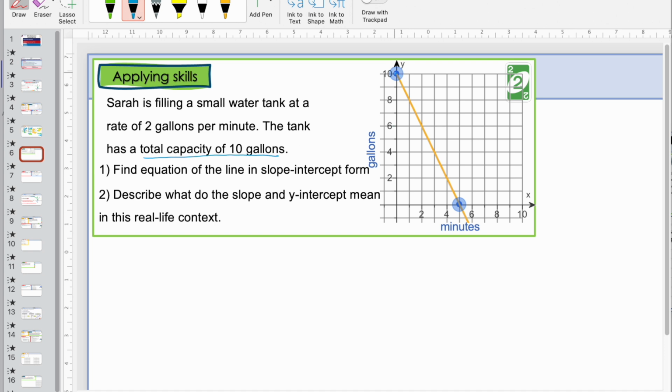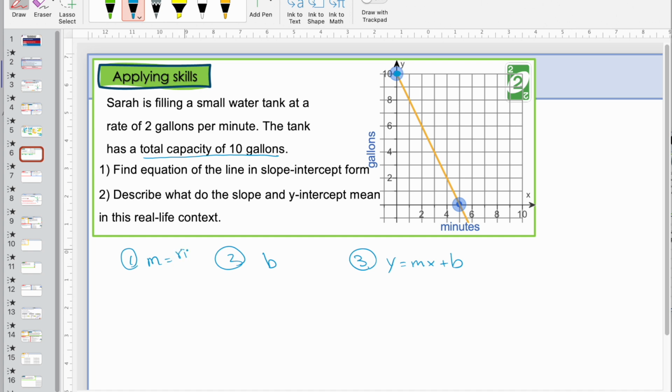It's 10 gallons. This is the amount you're going to start with, and it will decrease every single time, the amount you need to fill. You need to fill 10 gallons at the beginning, and while the time is going, you're going to fill less because your tank is getting filled with more water. Find the equation of the line in slope-intercept form. Again, I need the slope, I need B, and I need my equation.